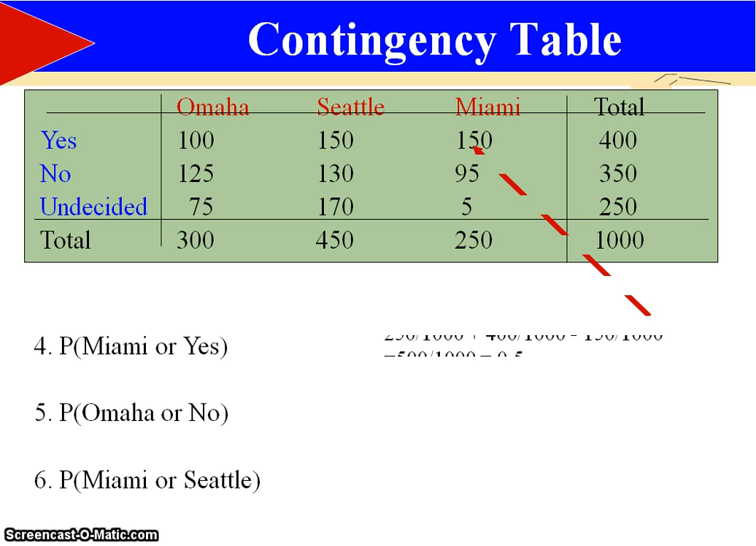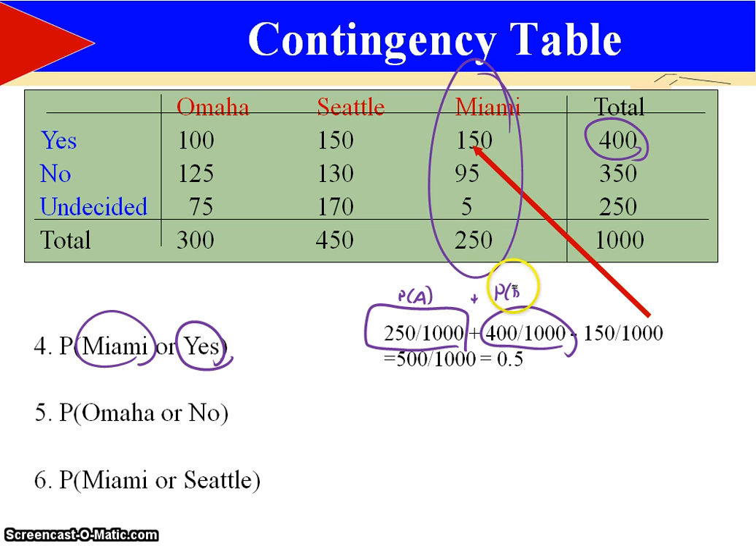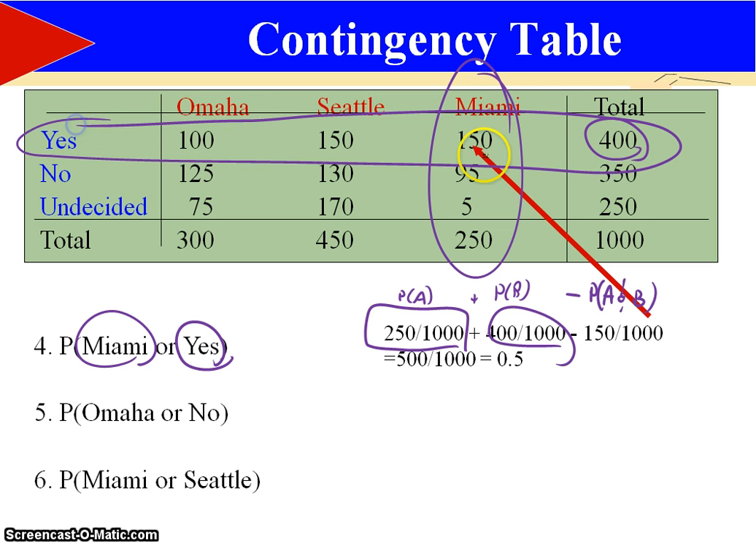So now we have or. So when we have or, we're going to find multiple probabilities. So from Miami or yes. So let's look at the probability they're from Miami. So there are 250 people from Miami out of the 1,000. Yes, there are 400 people out of 1,000 that said yes. So this would be the probability of A plus the probability of B, and then minus, we have to subtract off the probability of A and B, because these are not mutually exclusive events. So we counted all the people from Miami, we counted all the people that said yes, but this 150 was counted twice. It counted as a Miami person and a yes person. So we have to subtract off. So 250 plus 400 minus 150 would be 500 out of 1,000, or 50%.